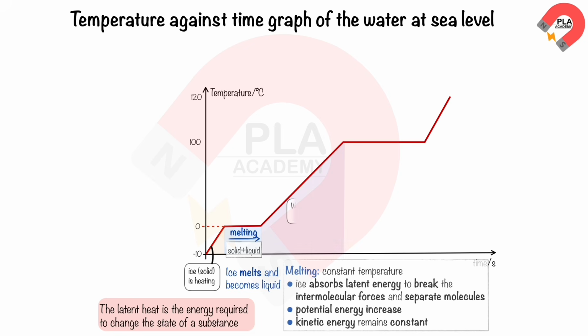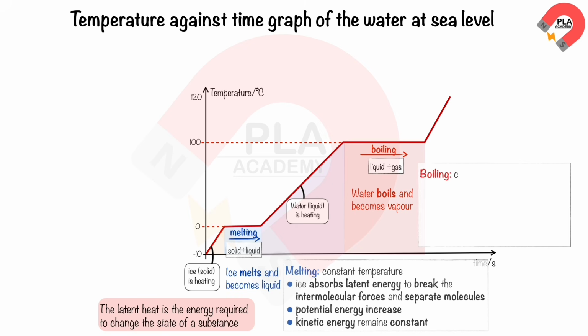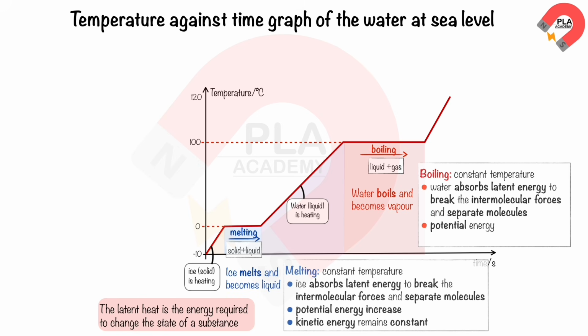Between 0 and 100 Celsius, the water is in the liquid state. It is heated. At 100 Celsius, the water boils and becomes vapor. There is a mix of liquid and gas in this section. At boiling, the temperature is constant, because the water absorbs latent heat to break the intermolecular forces and separate molecules, causing the potential energy to increase, while kinetic energy of molecules remains constant.